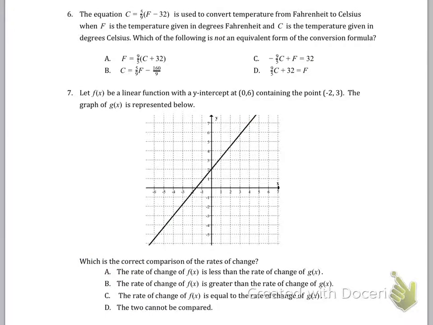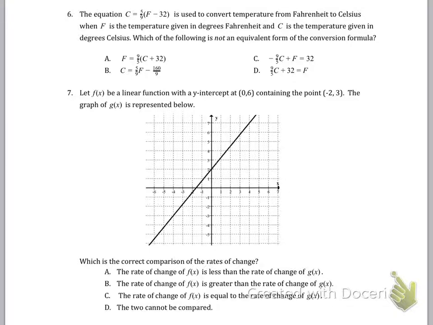Next, the equation C equals 5/9 F minus 32 is used to convert temperature from Fahrenheit to Celsius, where F is the temperature given in degrees Fahrenheit and C is in degrees Celsius. Which of the following is not an equivalent form of the conversion formula? This is tricky because all of these are equal except one.